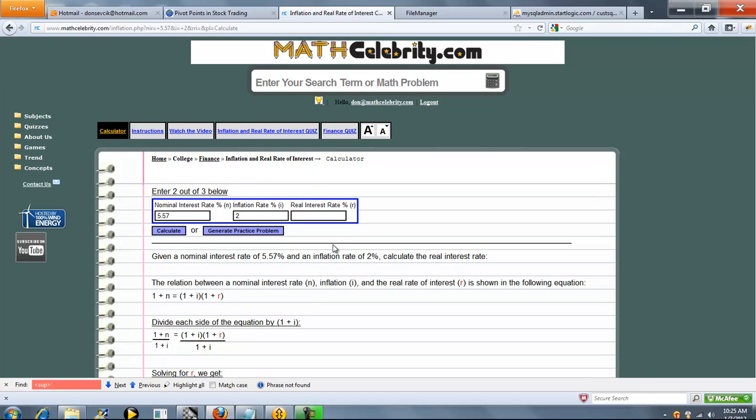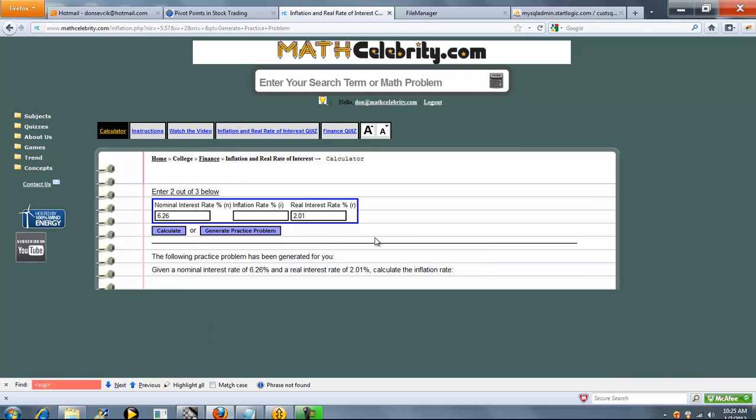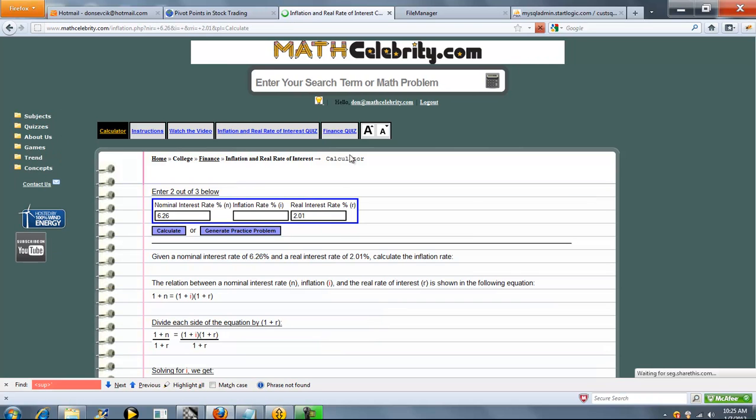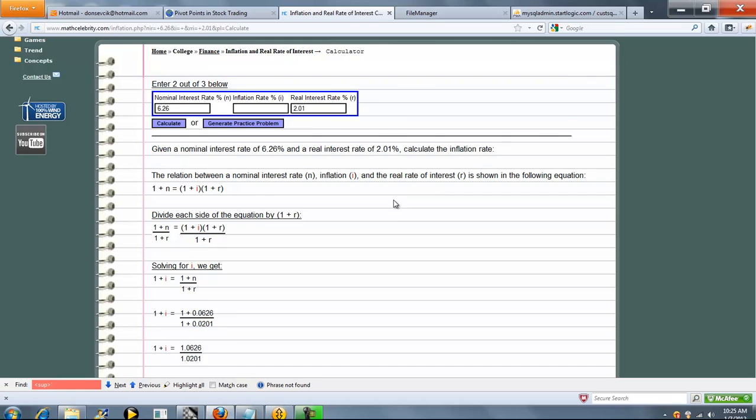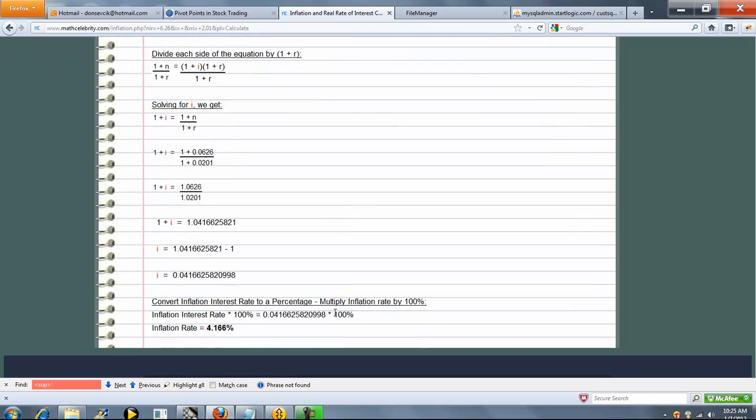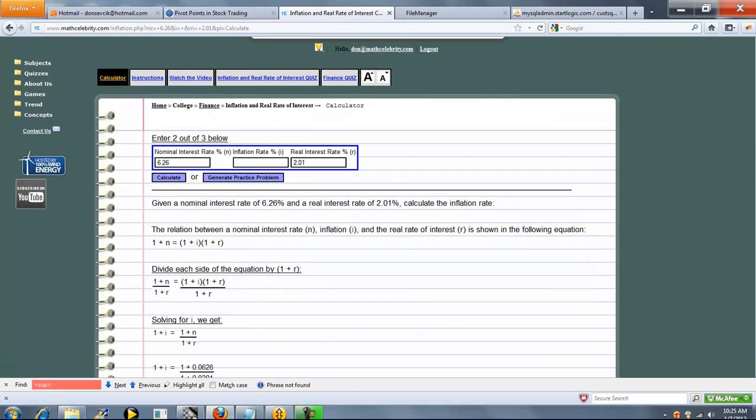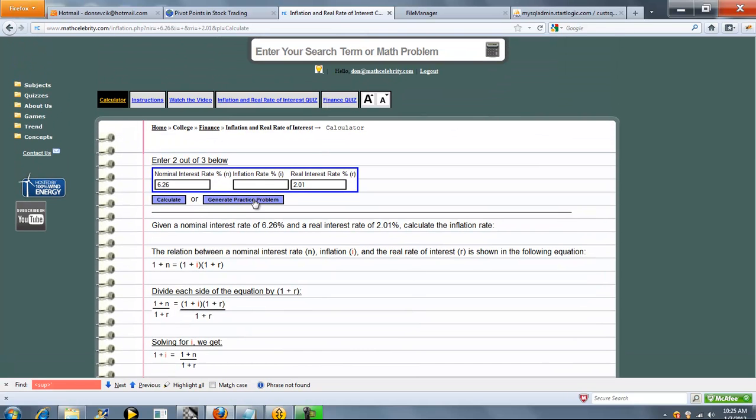Here, another feature we do have on this lesson, you press generate practice problem, it'll generate a random problem for you. So 6.26 nominal, real is 2.01. Let's press calculate. Let's solve for inflation. And we get 4.166%. So you could keep pressing this button to test your skill set if you run out of problems for your curriculum. Last feature we do have is an inflation and real rate of interest quiz.